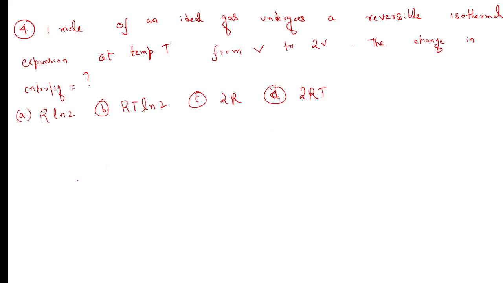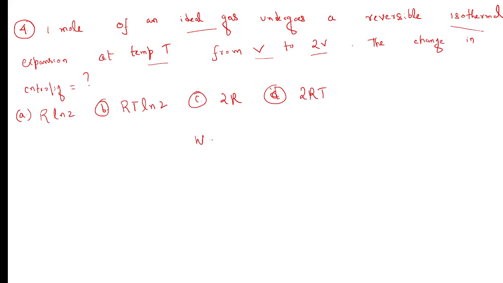The fourth question says that we have 1 mole of an ideal gas which undergoes a reversible isothermal expansion. This is important. At temperature T, from V to 2V. I mean, V1 is V and V2 is 2V, the final volume, and we need the change in entropy.